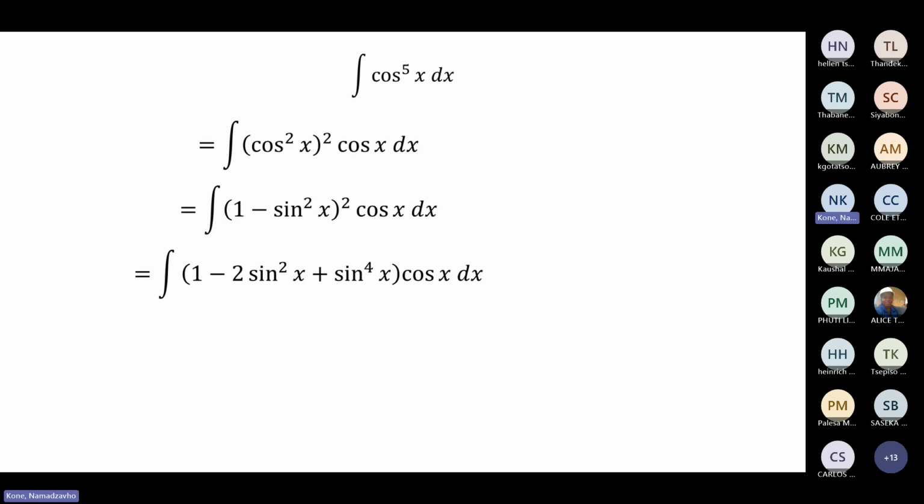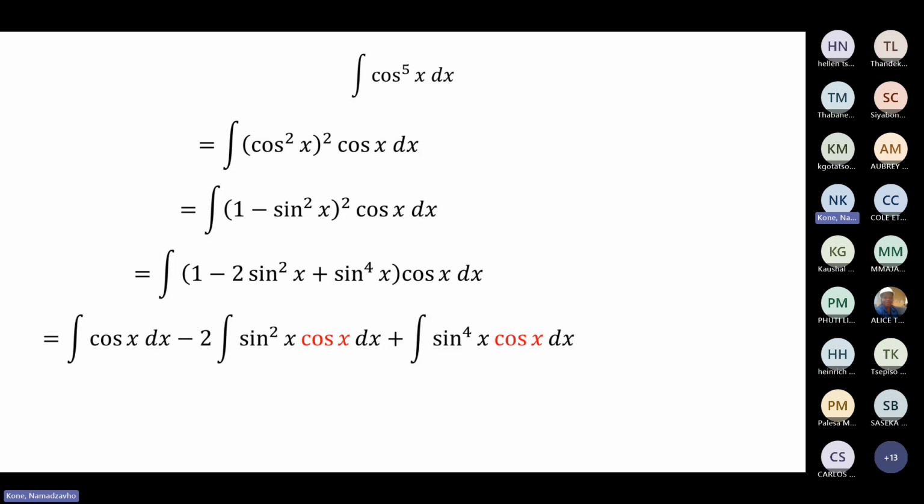And now you can take 3 separate integrals because we've got 3 terms inside. So each one of the integrals will be having cos x dx. Each one of the 3 must have that cos x dx. And then we eventually have the integral of cos x dx, which is found by multiplying that by 1. And now the second term will be minus 2. I just factored out the minus 2. And we have sine squared x multiplied by cos x dx plus sine to the power 4x cos x dx.